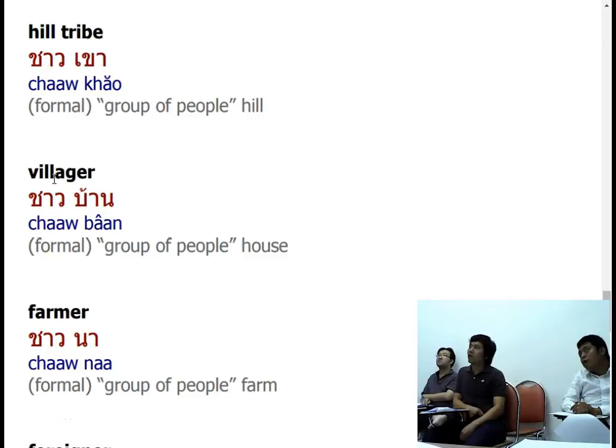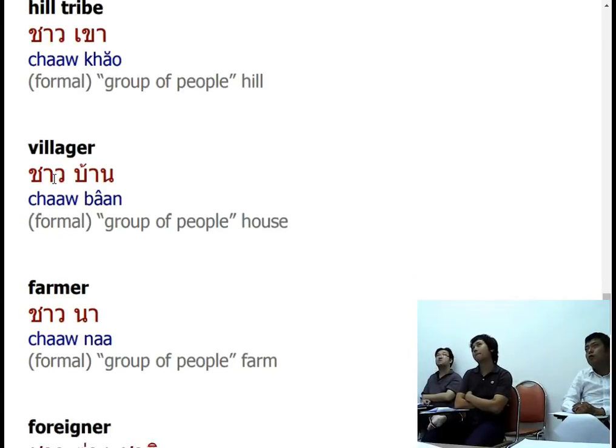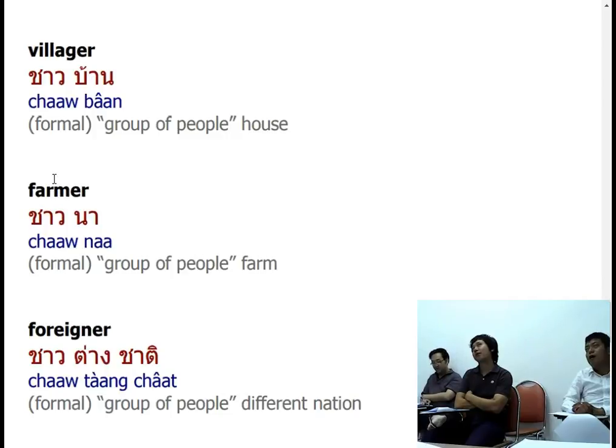Village. Very good. Villager. That's it. And in Thai we say, religion. Yes. Group of people. Farmer. Very good. And in Thai we would say, child. Group of people. Farm. Very good.